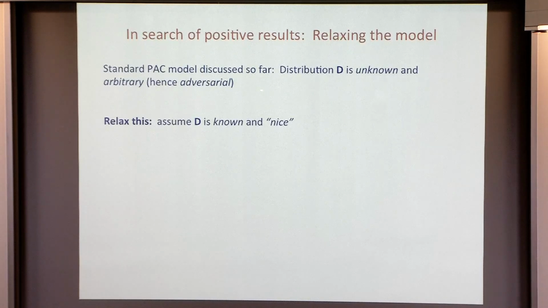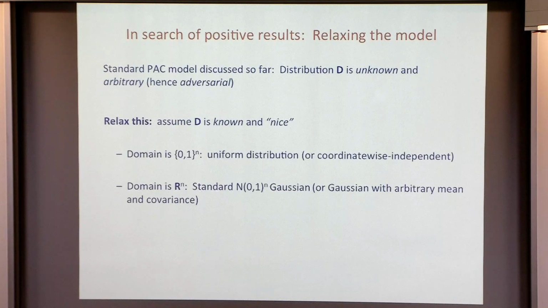What I've been talking about so far, this PAC learning model, we have that the distribution D is unknown. It's an arbitrary distribution. And that really means, for the purposes of analysis, it's adversarial. We have to deal with the worst possible distribution that anyone might have cooked up. Right? We're going to relax this. We're going to change the game and say, I'm going to assume that the distribution is something that I know what it is. And in fact, I'm going to assume that the distribution is nice in some sense.